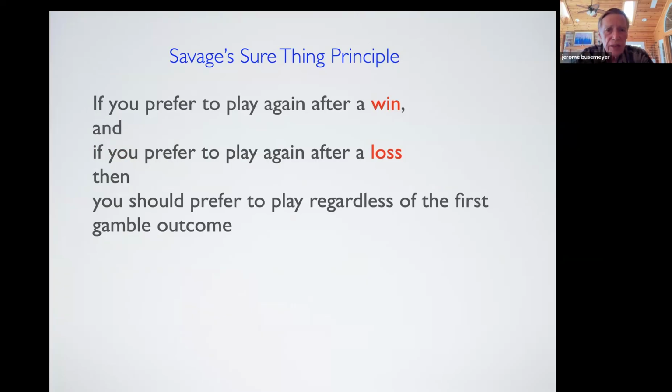And anyway, one of the axioms was, if you prefer to play a gamble after knowing one state of the world, like a win, and you also prefer to play a gamble after the complementary state of the world, like you lost, then you should prefer to play the gamble regardless of what the first outcome is. It doesn't matter whether you know the first outcome, won or lost, you should still want to play. So that's the Savage sure thing principle.